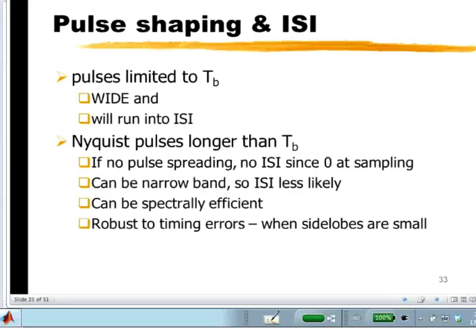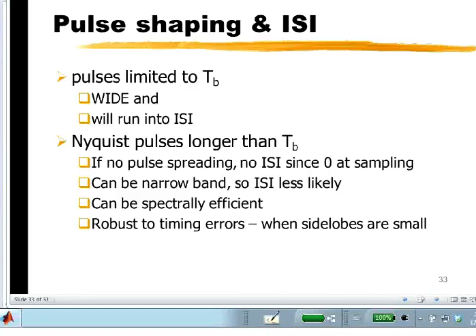So remember, pulses which are limited to TB are wide in bandwidth. If you have time limited, that means they're wide in bandwidth. And if I have a really wide bandwidth, I'm going to run into trouble with the intersymbol interference. So that's why I don't like to use the rectangular pulse if I have to, because that's more vulnerable to ISI just because it takes up a lot more bandwidth. If I use Nyquist pulses that have a time duration greater than TB, if I have no pulse spreading, then there's no ISI, since these Nyquist pulses pass to 0 at the sampling time.